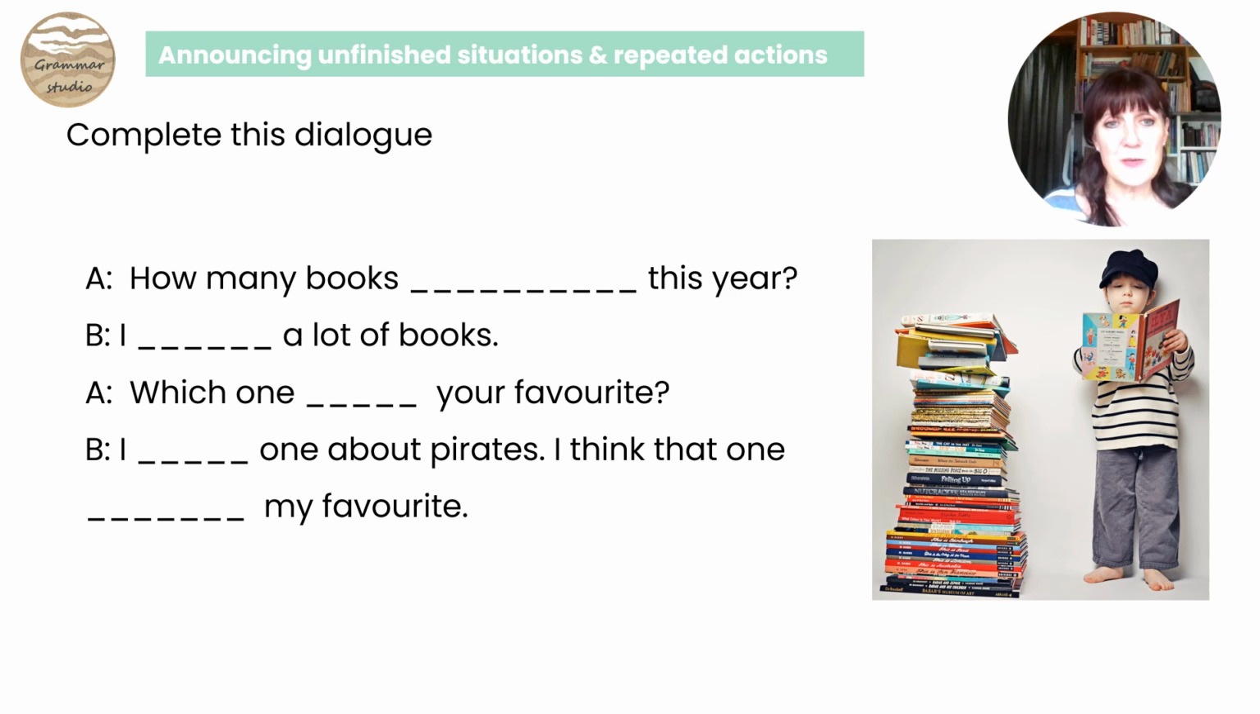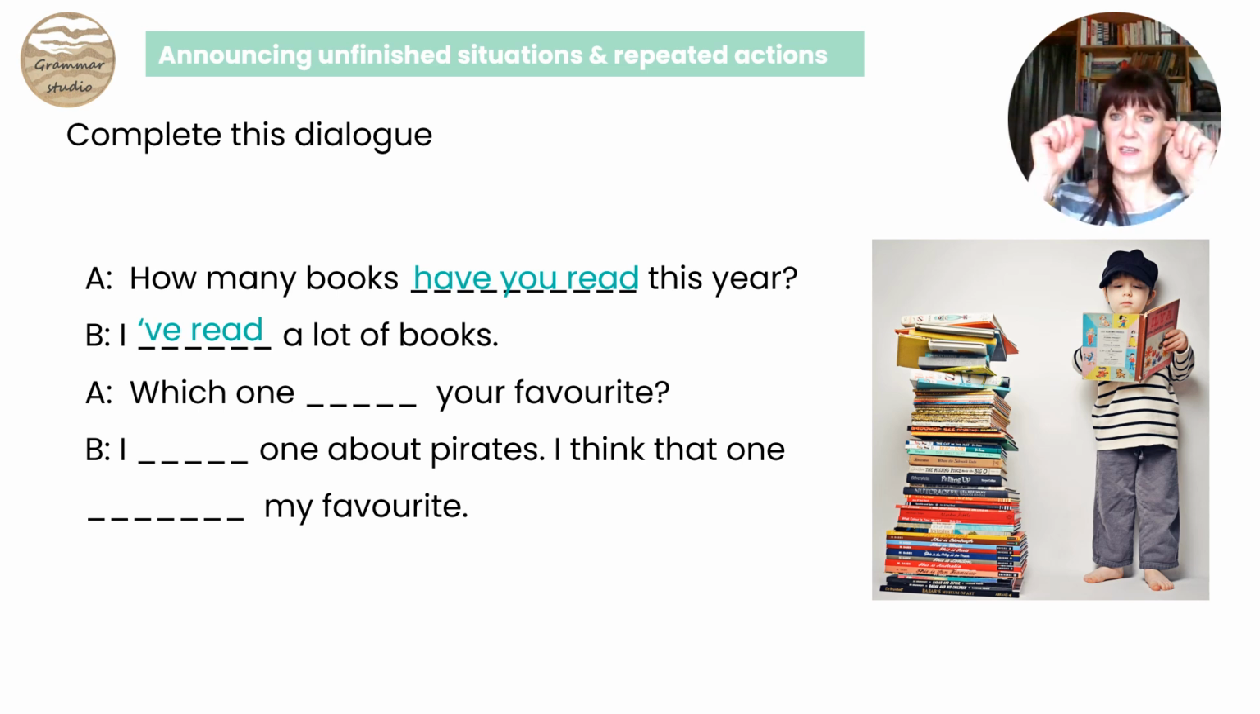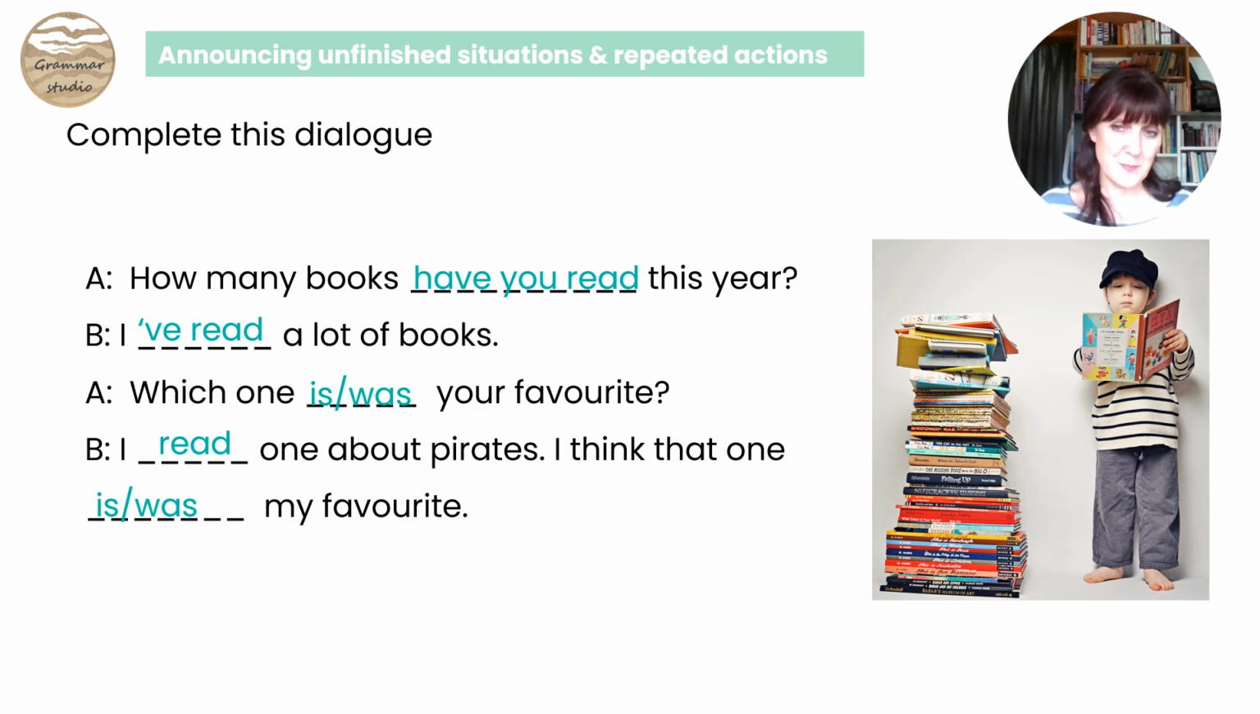Can you complete this dialogue? How many books have you read this year? And the answer? I've read a lot of books, so answer in the present perfect simple also. Which one is your favorite? Now we're asking for detail. It's either about the favorite now or the detail at some time in the past. So which one is your favorite or which one was your favorite? And he says, I read one about pirates. I think that one is my favorite now or was my favorite when I read it.